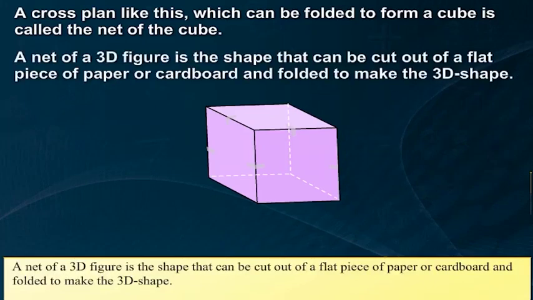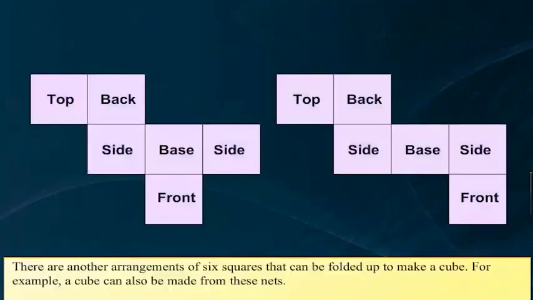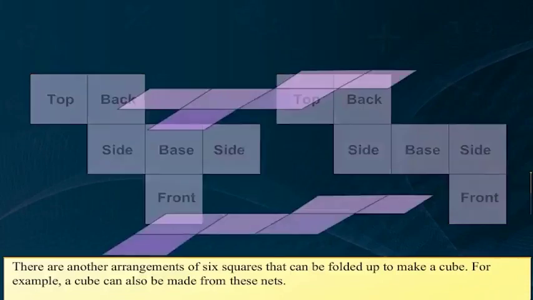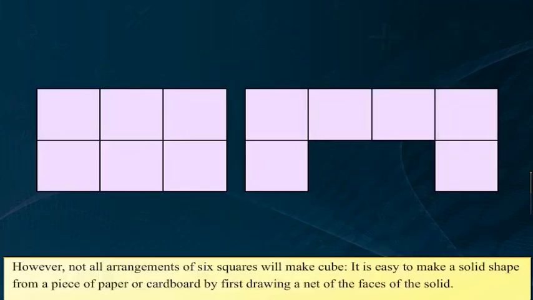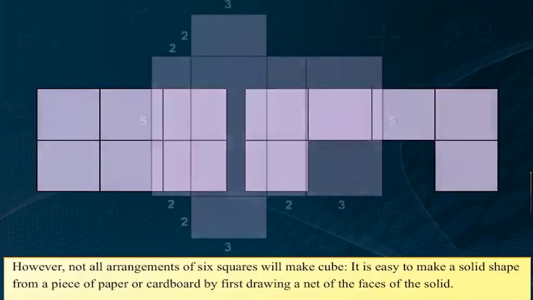A net of a 3D figure is the shape that can be cut out of a flat piece of paper or cardboard and folded to make the 3D shape. There are other arrangements of 6 squares that can be folded up to make a cube. For example, a cube can also be made from these nets. However, not all arrangements of 6 squares will make a cube.